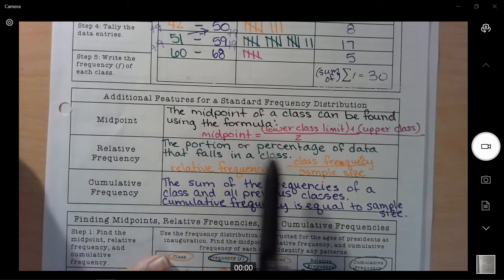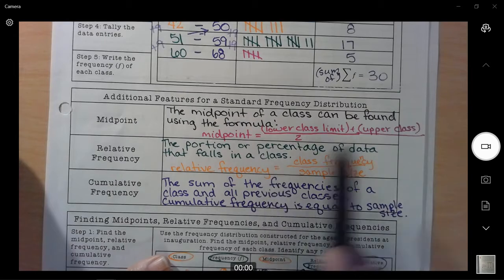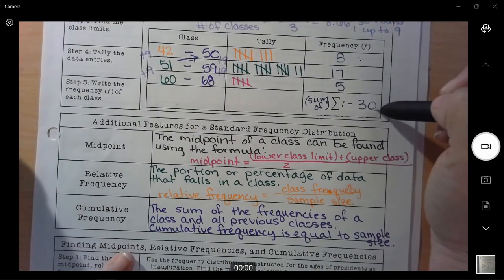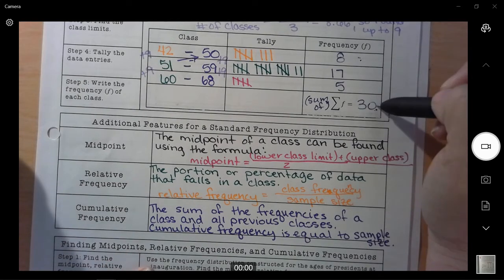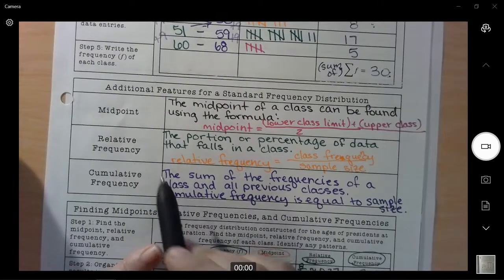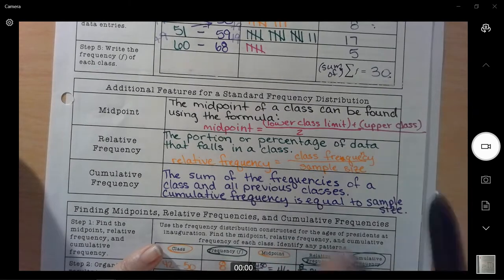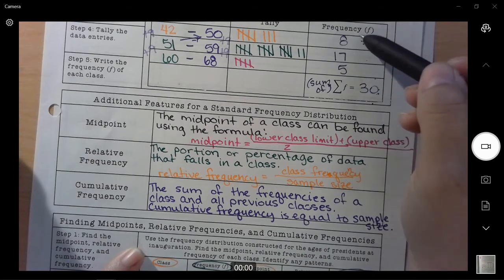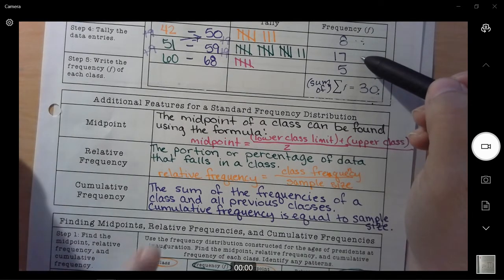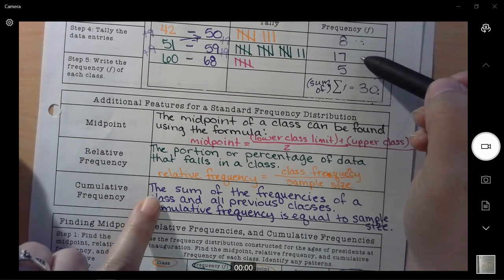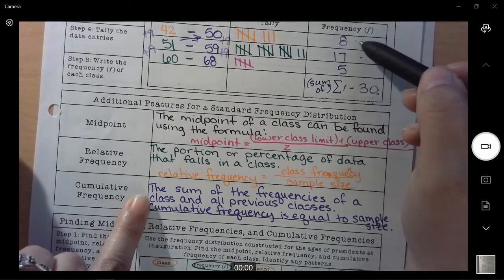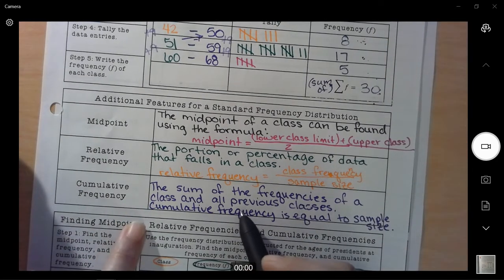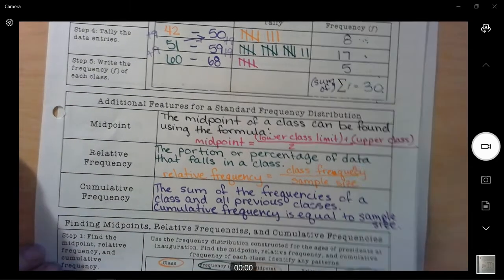Relative frequency is the proportion or percentage of the data that falls in that class. And so that is your class frequency, the 8, divided by the number of people in your whole data set. So 8 divided by 30. Cumulative frequency, think of a cash register. It is the adding up of each step until you get to the grand total. So when we did 8 plus 17, you were actually doing the steps you would do for cumulative frequency. So 8 plus 17 is 25, 25 plus 5, that's 30. That is the steps for cumulative frequency. And I'll show you how that works on an example.